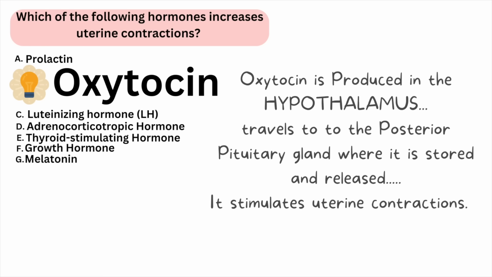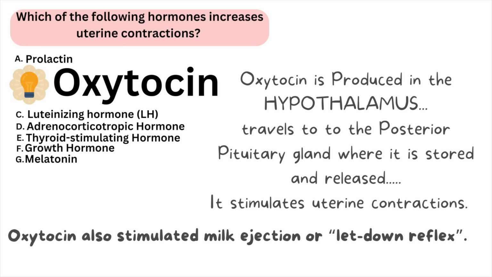Okay, another thing to add is that oxytocin is also responsible for the let down reflex, and this is referring to breast milk being ejected from the nipple. So make note that this is not the same thing as milk production. This is the milk being released or ejected. Prolactin is the hormone responsible for milk production, and oxytocin is the hormone responsible for milk ejection.